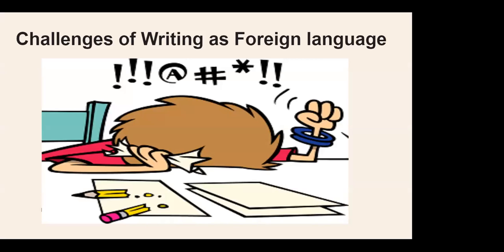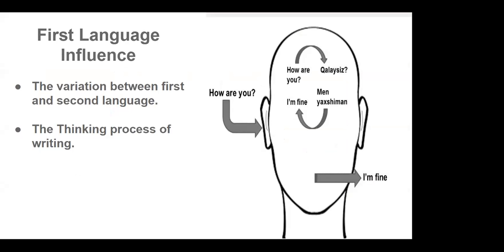So before I talk about the instruction strategies, I would like to talk briefly about some of the challenges of writing as a foreign language. The first challenge is the first language influence. Most beginner foreign language learners bring their first language orientation to the writing task in a foreign or second language. That could be a problem if there is a language variation between the first and the foreign language. If the first and the second language have different writing scripts or different syntax, for example, the variation may have an impact on the development of the writing skills.